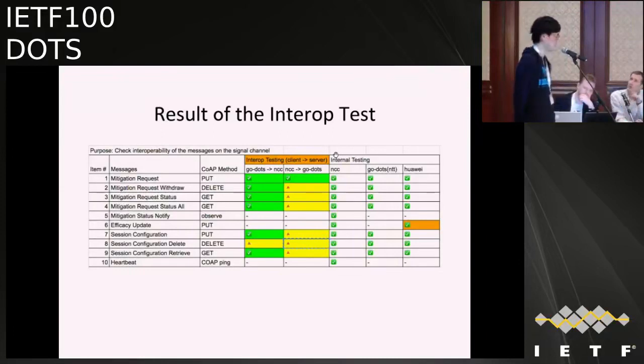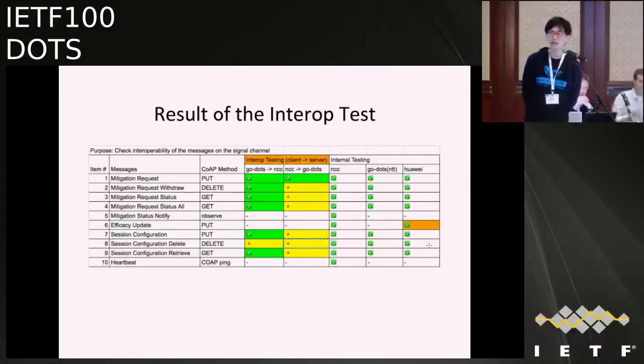And could you clarify the third column? I was aware of the NCC implementation and the Godot implementation, and then there's a Huawei implementation related to internal testing. Could you explain that? Yeah, Huawei is trying to expand the open source project. They now have their own implementation based on Godot. They added the functionality of efficacy update, and they tested those functions internally by themselves.